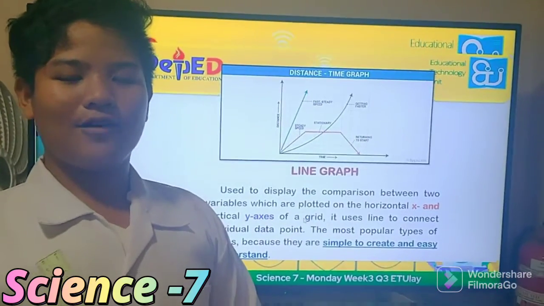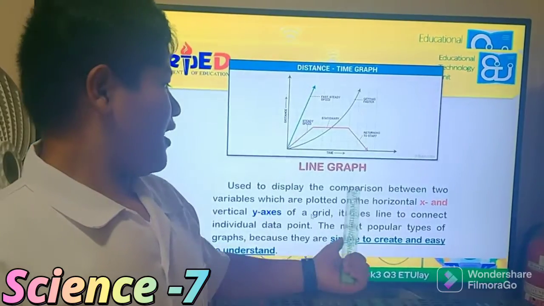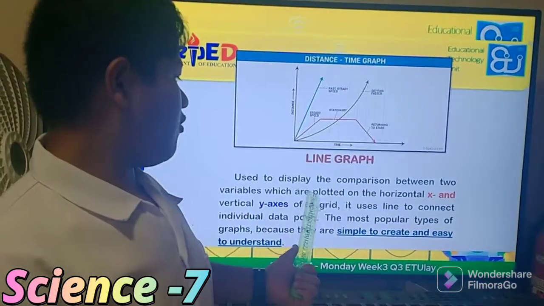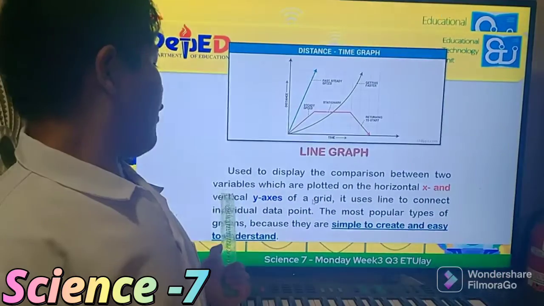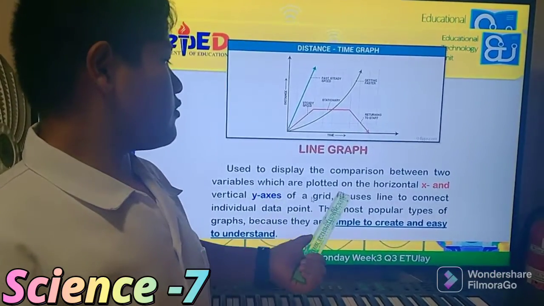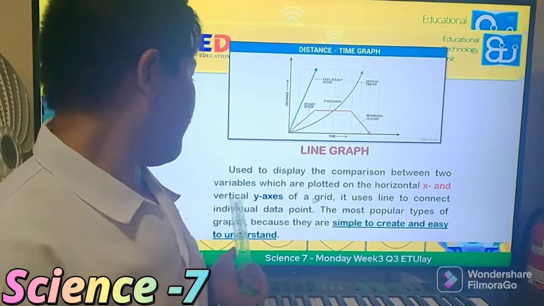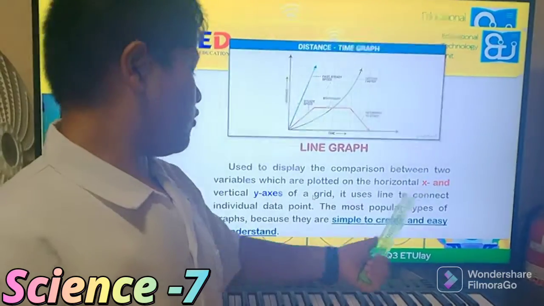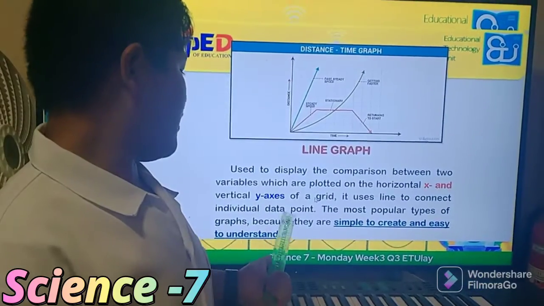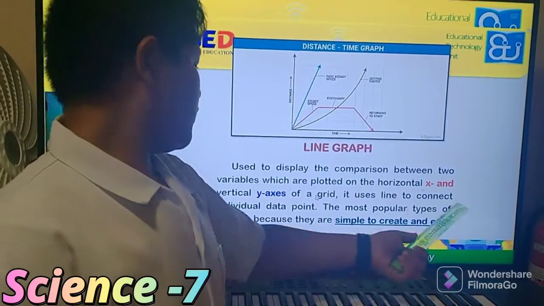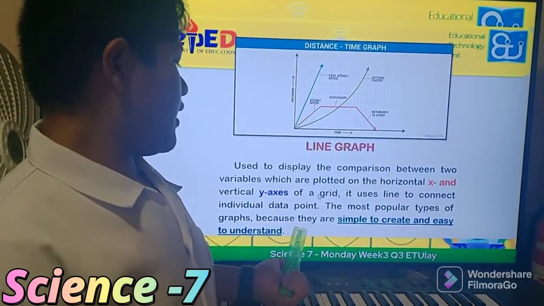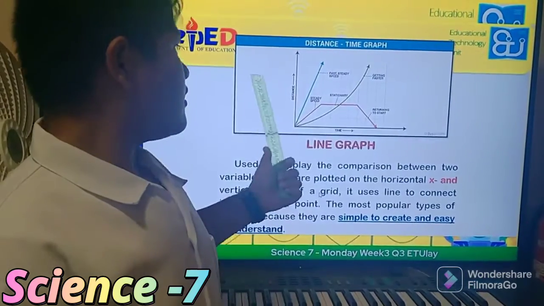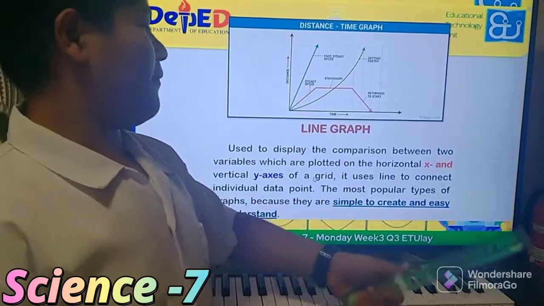Another type of a graph is line graph. What is line graph? Line graph is used to display the comparison between two variables which are plotted on the horizontal x and vertical y axis of a grid. It uses lines to connect individual data points. It is the most popular type of graph because it is simple to create and easy to understand. This is an example of line graph.